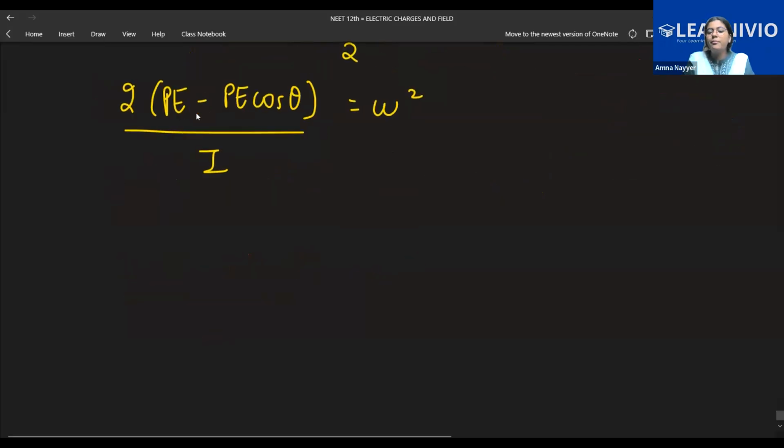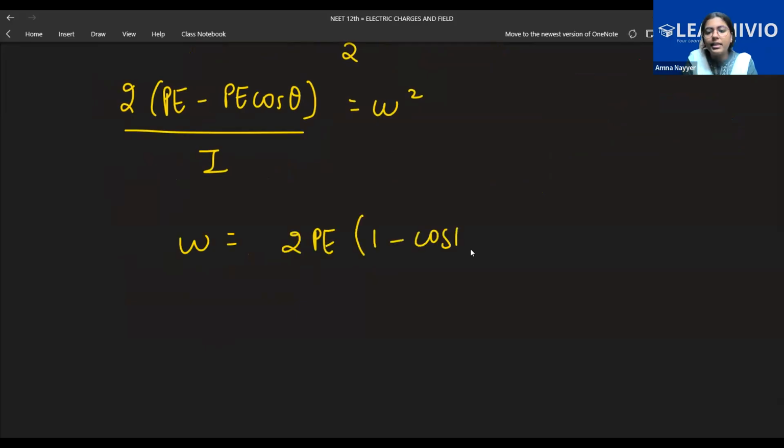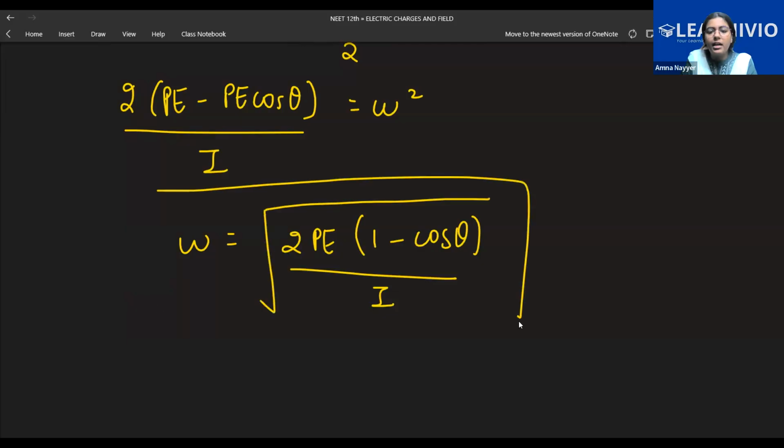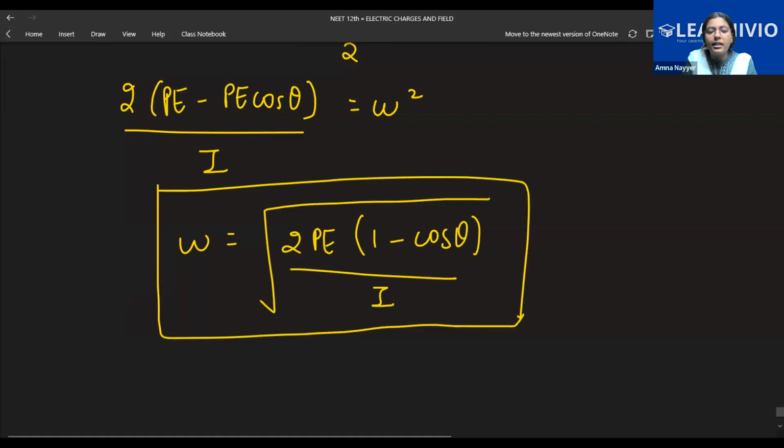Now look, PE minus PE cos theta. We can take PE outside. Look, omega will be the square root of 2PE times what is left in the bracket, 1 minus cos theta, divided by I. So this is the complete answer to this.